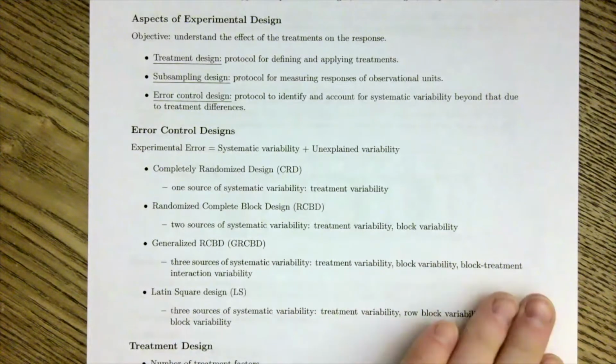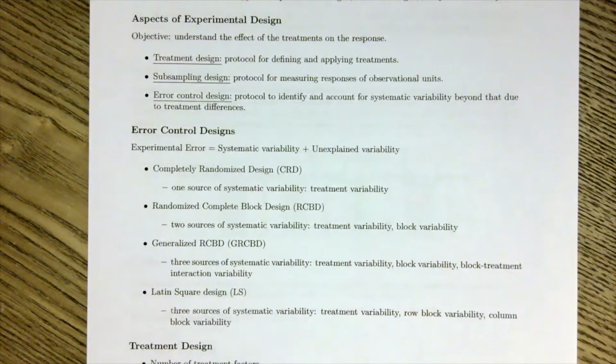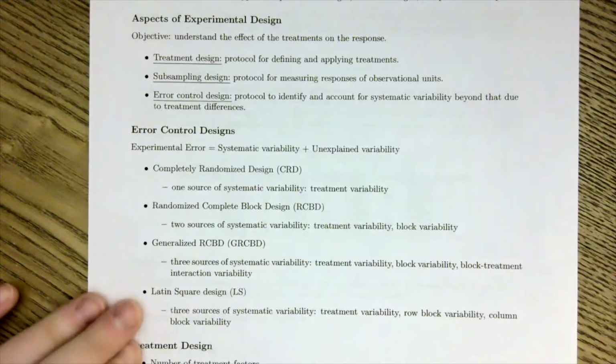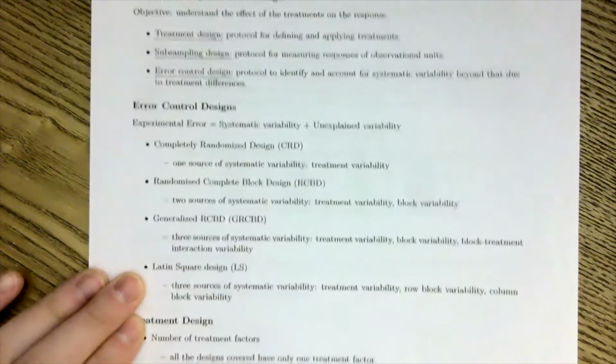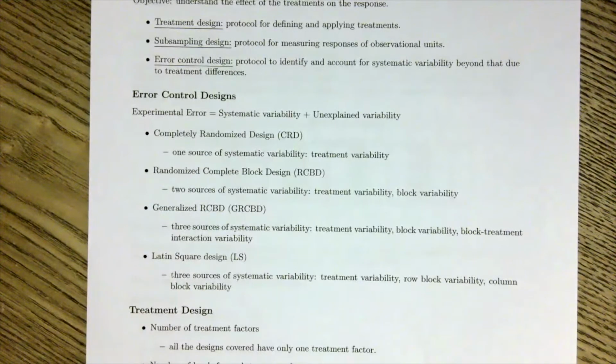Now recall, the only reason we could estimate the block treatment interaction was because we have replicates. In the Latin square design, which we just talked about recently, there's also three sources of systematic variability, which is the treatment and then our two blocks represented in the rows and the columns.